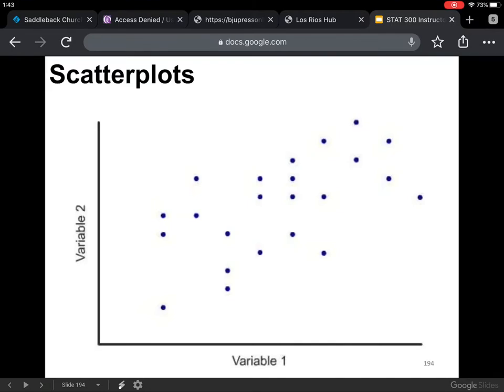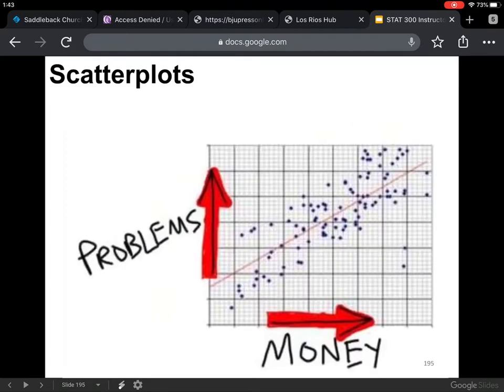Another way of representing data graphically is using scatter plots, data points where there are actually two variables, variable 1 and variable 2, right? And there'd be a pattern that you would notice, and then you would be able to bank on that pattern. Usually, scatter plots compare two different variables, so problems and money, for instance. As the money increases, the problems increase as well. It's not always the case. But this is another example of scatter plots.